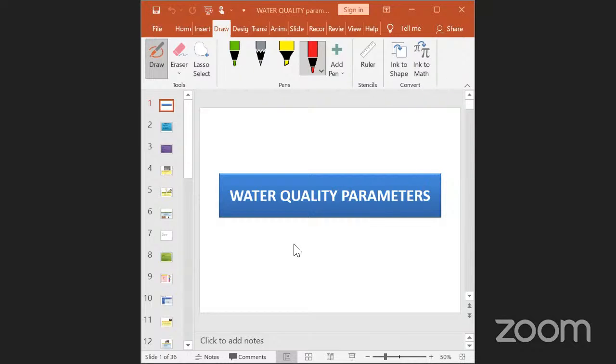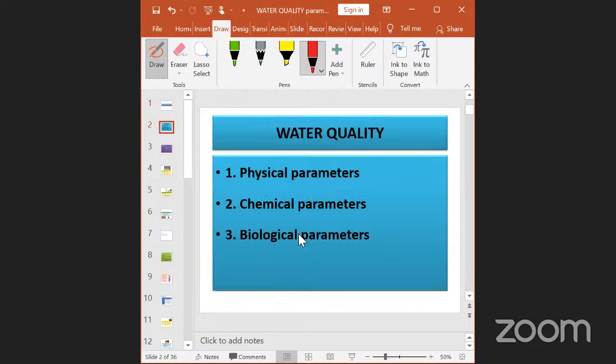So the next one is water quality parameters. What are the water quality parameters? It is an activity to determine the features of the proposed project, and water quality parameters can be broadly determined by three types. The first one is physical parameters, the next one is chemical parameters, and then biological parameters. These parameters are very, very important.